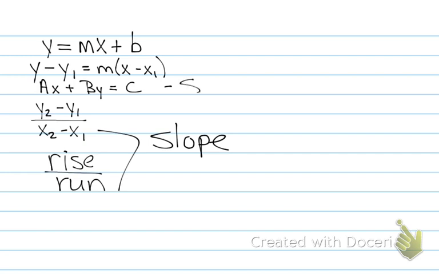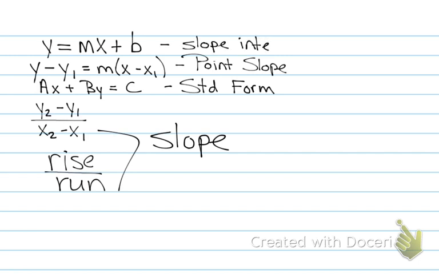This one is standard form. I'm just going to abbreviate it. Okay, that's standard form. This one's point slope form. And then the first one is slope intercept. Okay, so right there, guys, that's 20 points on your test.